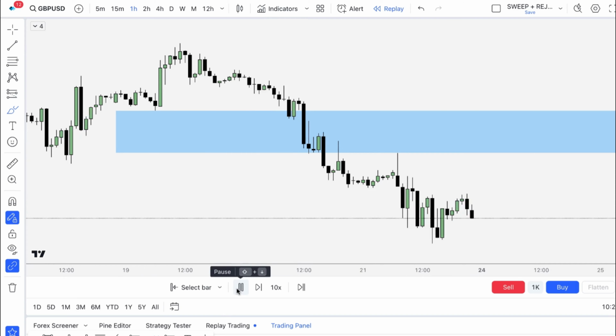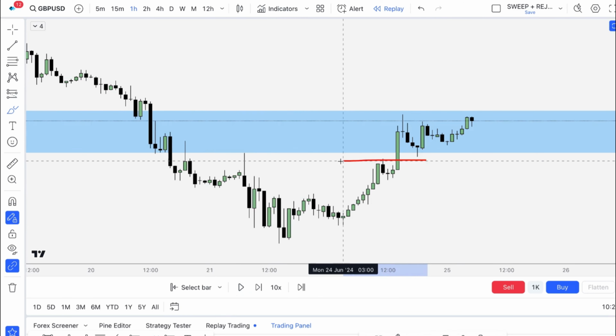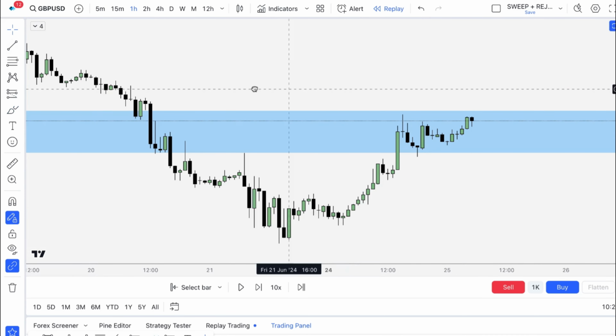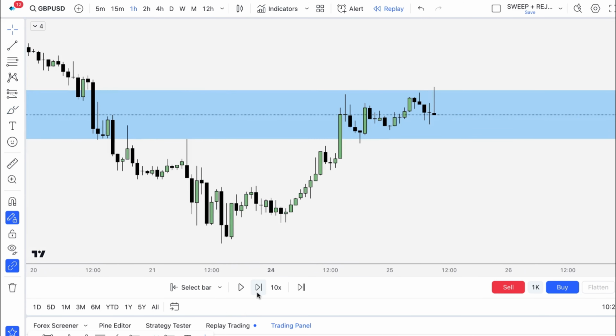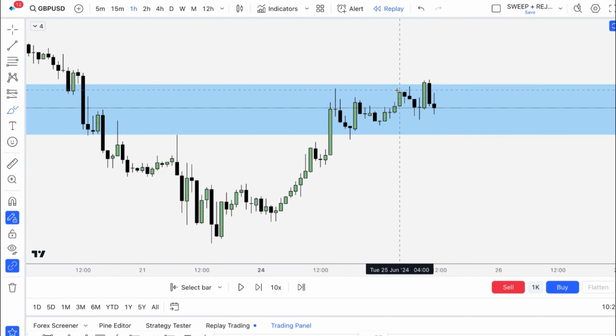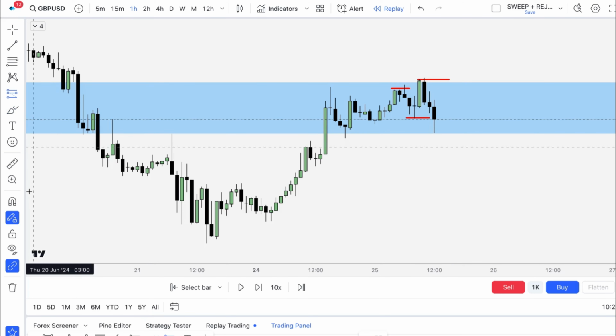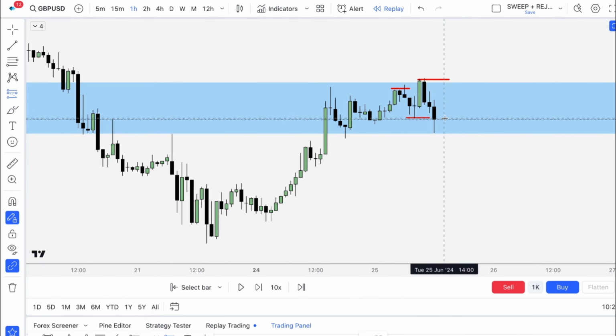We're looking for a pullback into our POI. So we are currently into our POI right here, our point of interest. And okay, so what we have here is clear bullish market structure indicated by this high right here, higher low, higher high. So what we're simply looking for is a shift in market structure. So we're looking for a close below this right here, and then we can look to short this to the downside on a retest of this level.